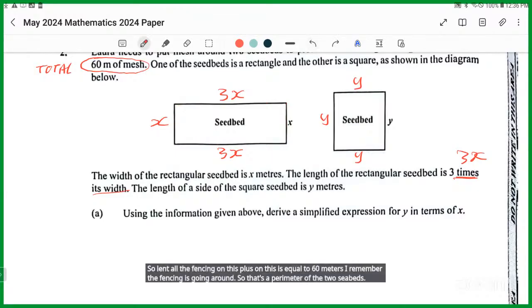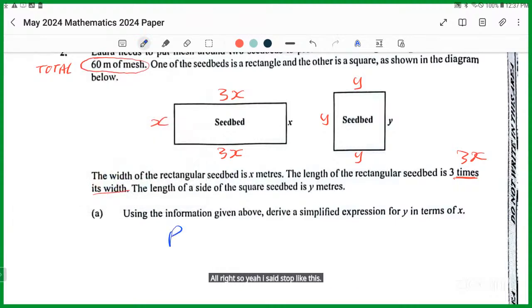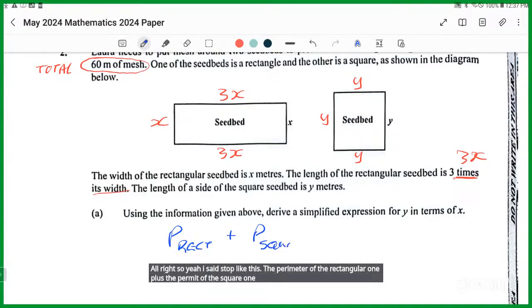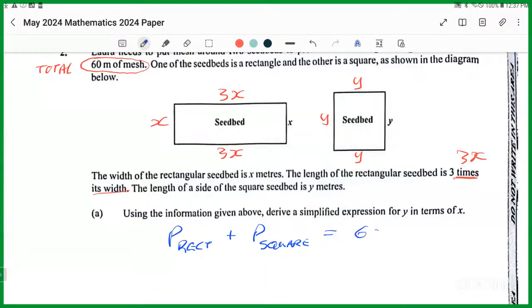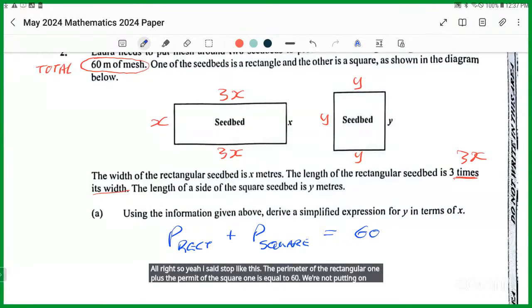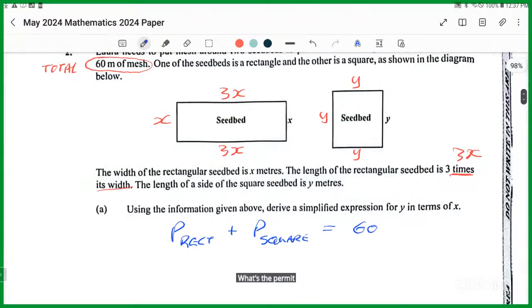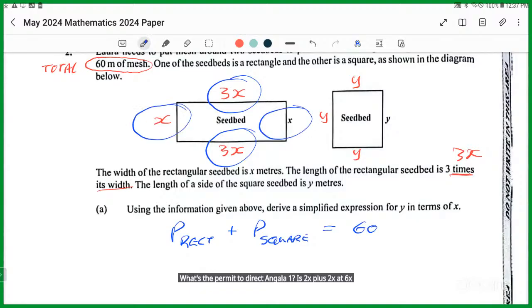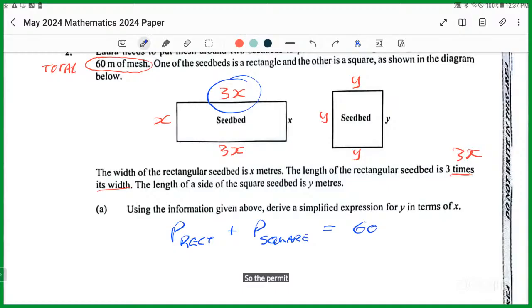All right, so we can set it up like this. The perimeter of the rectangular one plus the perimeter of the square one is equal to 60. We're not putting on the meters. We know that we're working in meters. What's the perimeter of the rectangular one? It's 3x plus 3x is 6x, 7x, 8x. So the perimeter of the rectangular one is 8x. Plus the perimeter of the square one is 4y. That's all equal to 60.